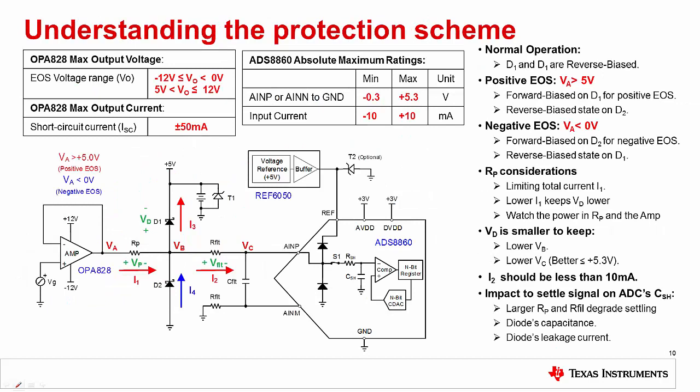This slide steps through all the operating conditions for this circuit. First is the normal operating condition. This is the case where the amplifier output signal ranges from 0 volts to 5 volts. When the amplifier's output is greater than 5 volts, diode D1 will turn on. Alternatively, when the amplifier's output is less than 0 volts, diode D2 will turn on. Technically, diodes D1 and D2 will not turn on until the forward voltage exceeds the forward voltage threshold, so at about 5.3 volts and negative 0.3 volts respectively for a Schottky diode.